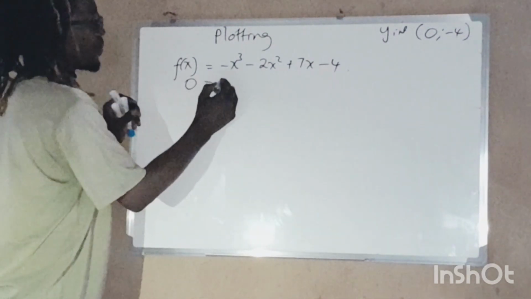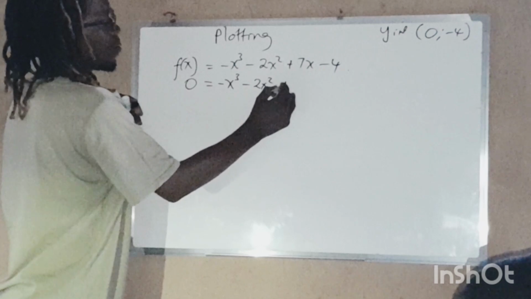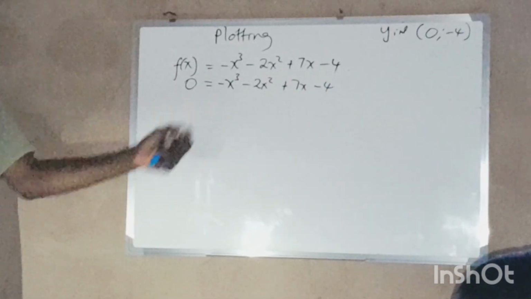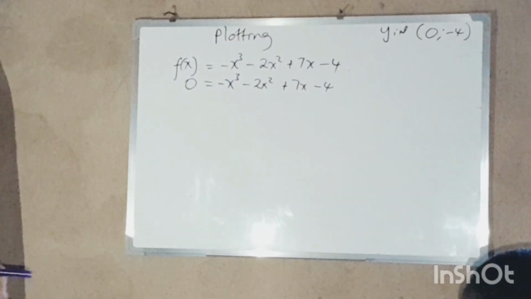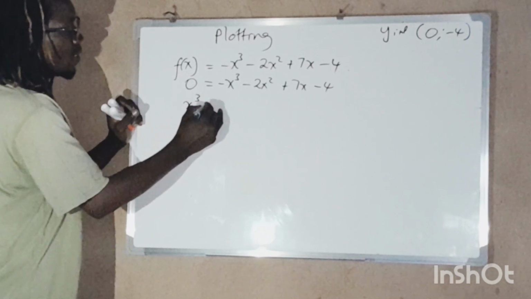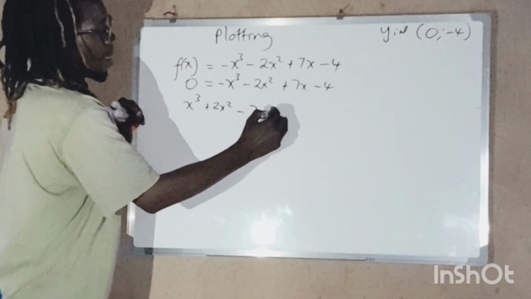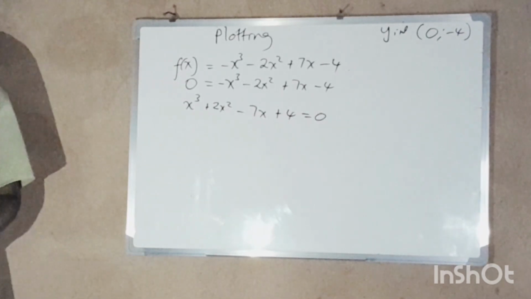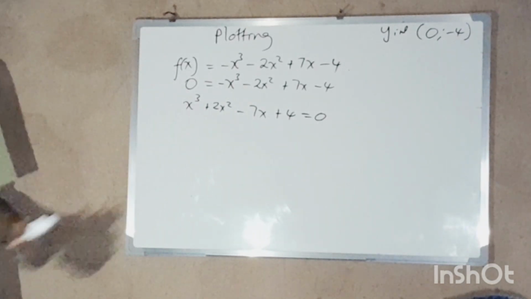Then this would be -x³ - 2x² + 7x - 4. Mostly when we are solving for this, we divide throughout by negative, right? So if we divide throughout by negative, this becomes x³ + 2x² - 7x + 4 = 0, right? And then we are going to look for a factor, right? What is our factor there?